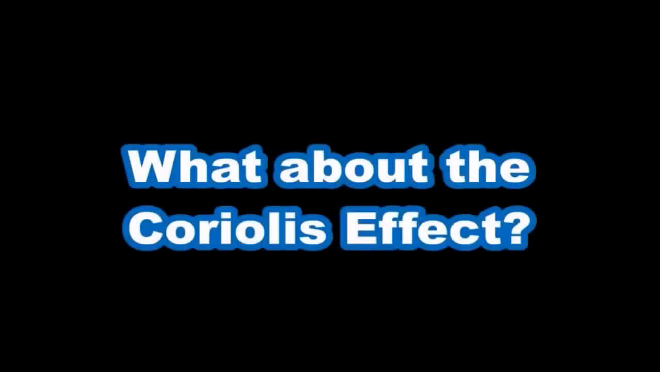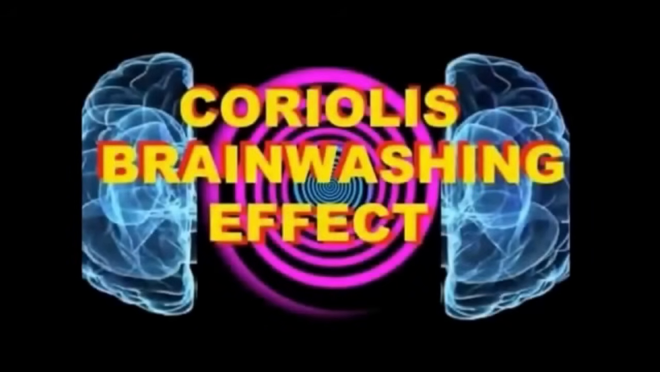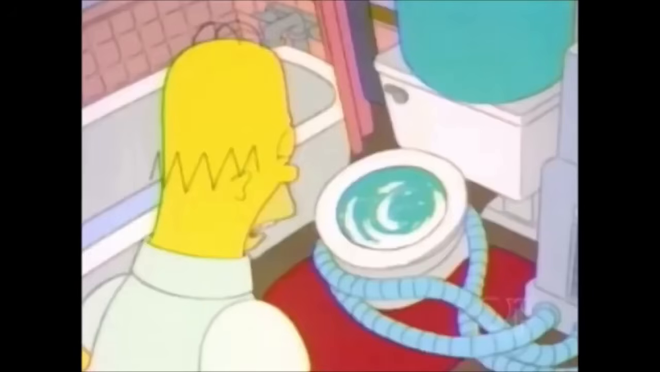What about the Coriolis effect? One ball Earth proof is that sinks, drains, and toilets all spin one direction in the northern hemisphere, while in the southern hemisphere, they spin the opposite direction. This is known as the Coriolis effect.